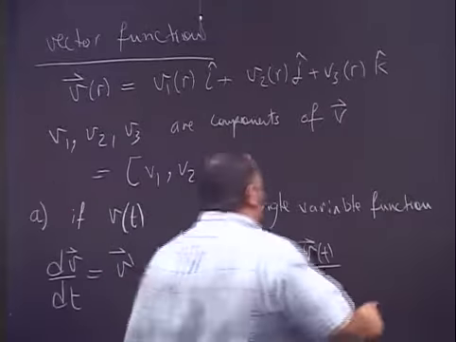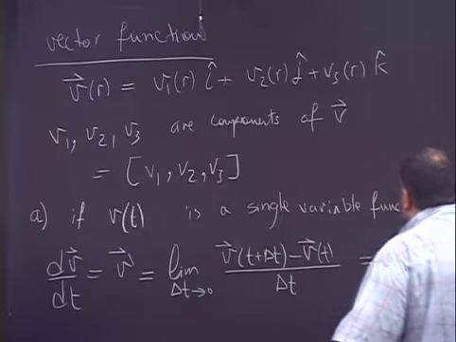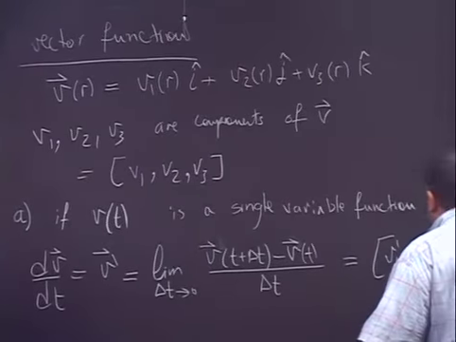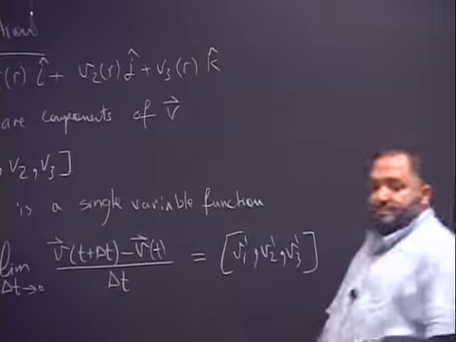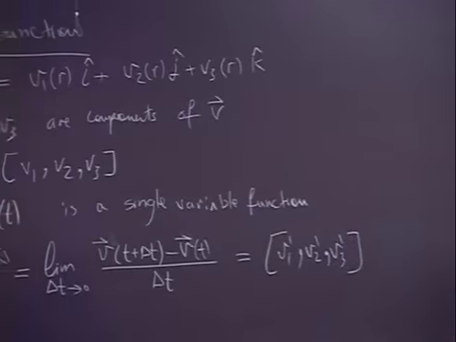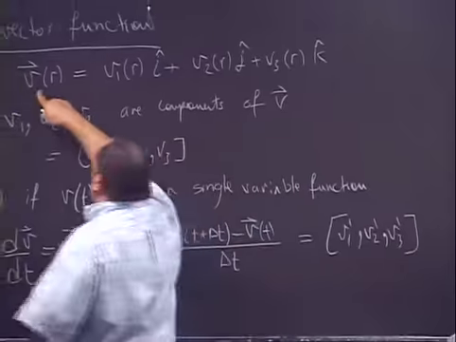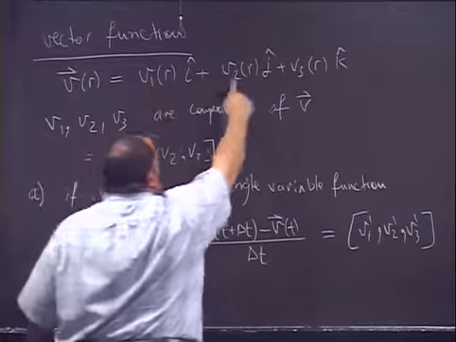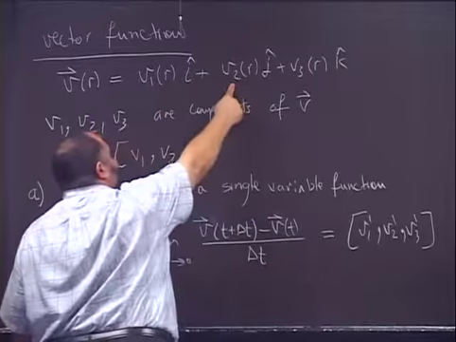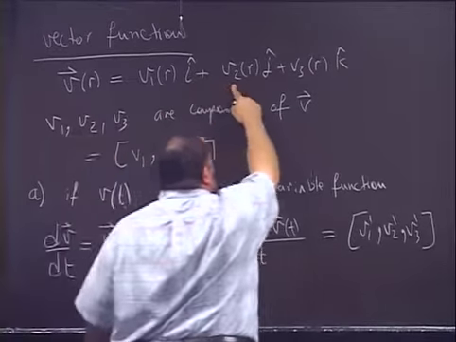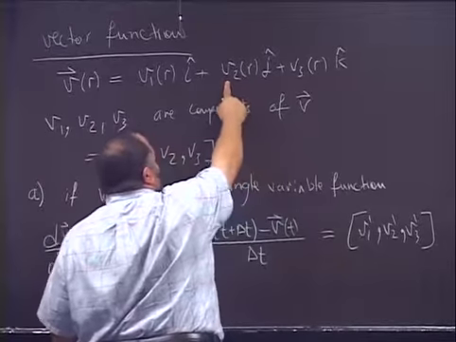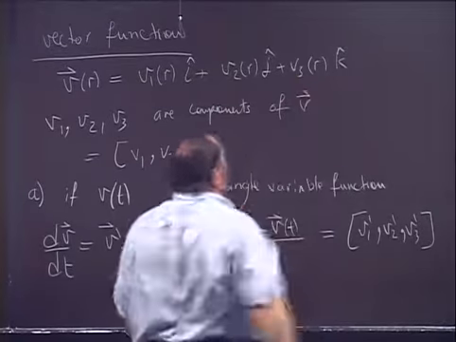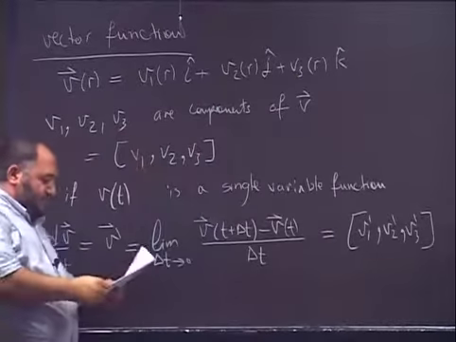In component format, you can write it as v1 prime, v2 prime, and v3 prime. So dv by dt is dv1 by dt, which is v1 prime, plus dv2 by dt, so v2 prime will be dv2 by dt, and v3 prime will be dv3 by dt. So this is in component format.